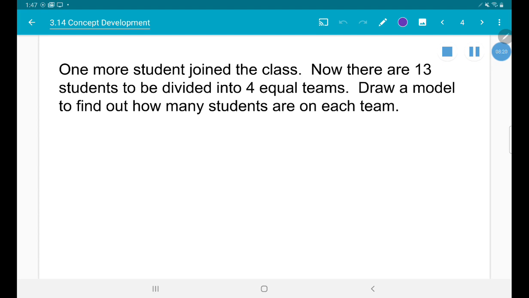So what's our total number of students now? 13. And we're dividing those 13 students into what? 4 equal teams. So the 13 represents our total. The 4 is going to represent the number of groups or teams. So our answer is going to tell us the number in each group, or the size of the group.